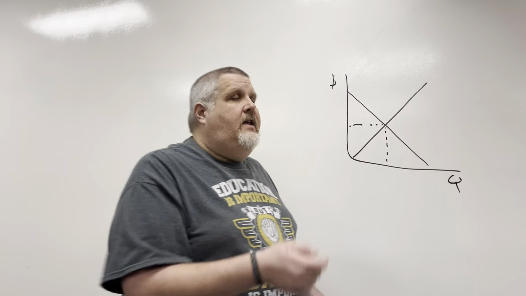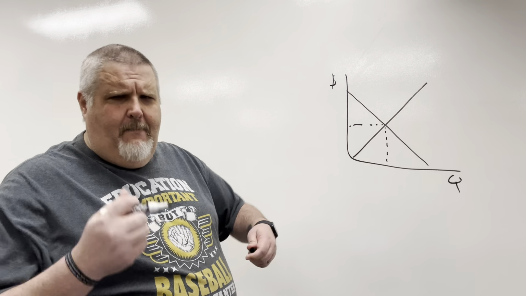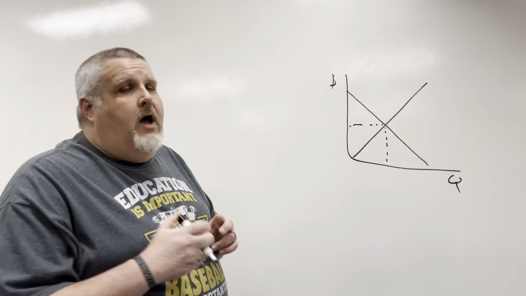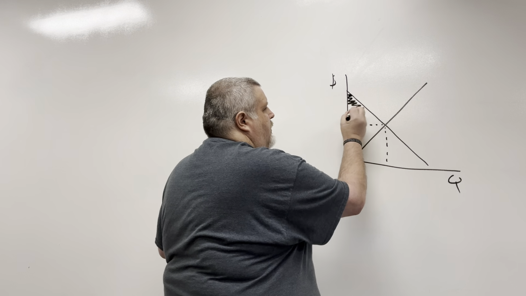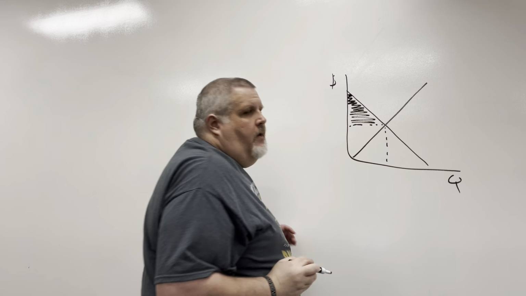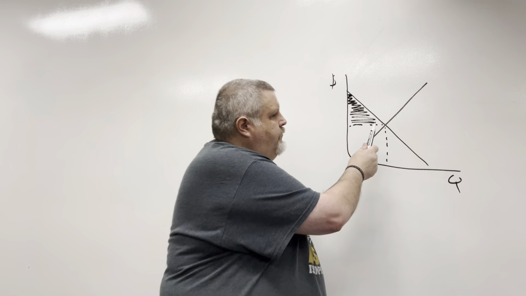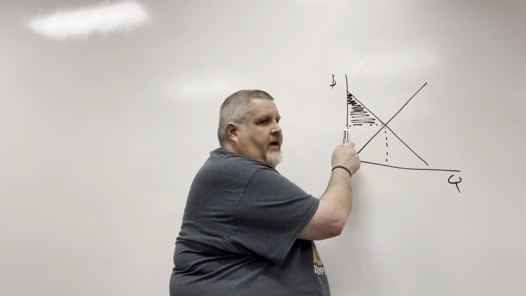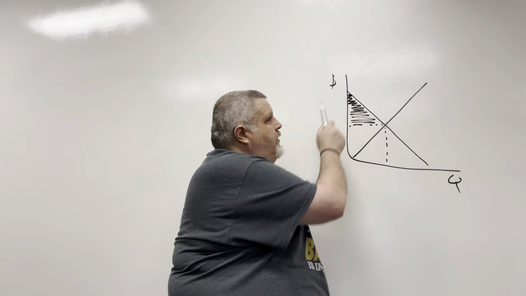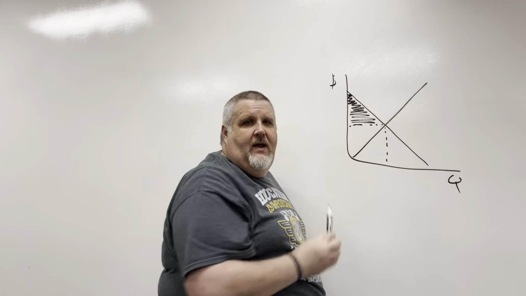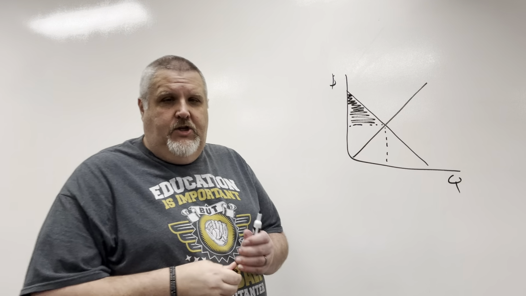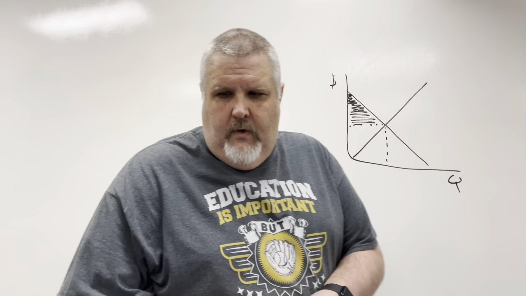And we can find that here on our graph. Okay, our consumer surplus is right here. We're going to start at our equilibrium, and we're going to come over to our price. We're going to come up to our demand curve, back down to our equilibrium. That triangle that we made there, that is our consumer surplus, okay?